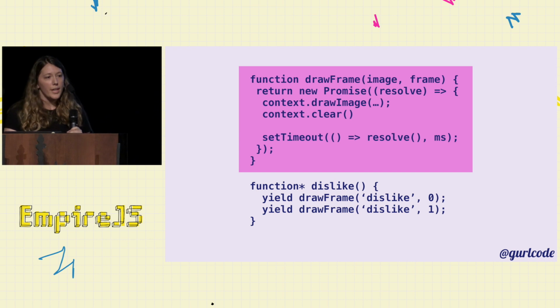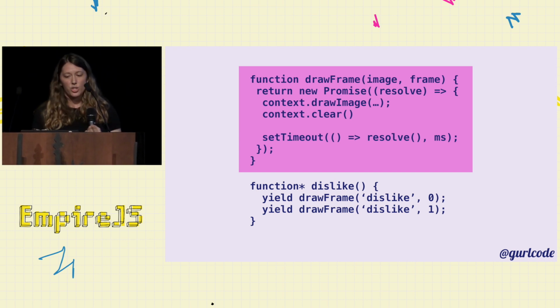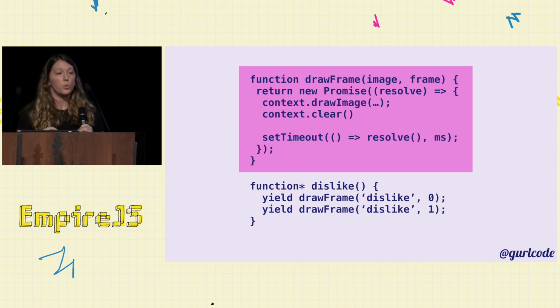So what I did for the second version of this game was I rewrote all the animations with promises and generators. I replaced the previous animate function with a draw frame function that takes in the sprite sheet to draw and the frame. And this function returns a new promise. So there's no inner function to run the animation. All we need in this case is to draw the frame and then delay the animation with set timeout. We resolve the promise once set timeout completes.